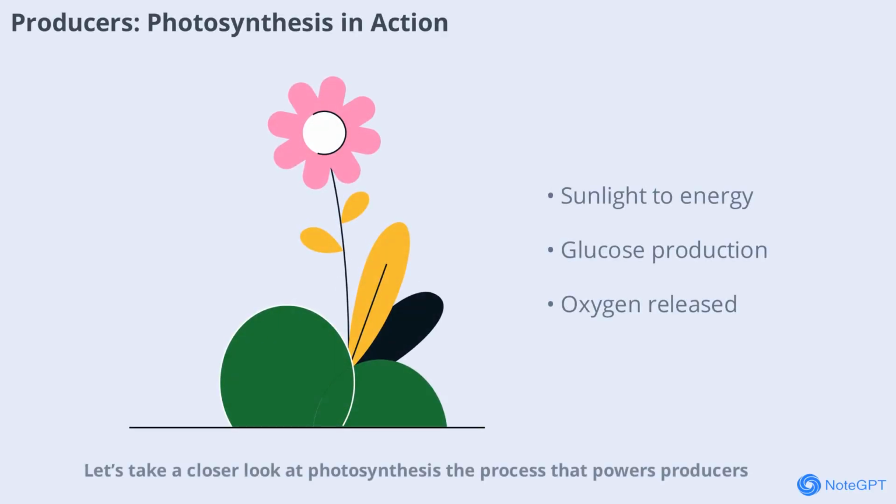Let's take a closer look at photosynthesis, the process that powers producers. Plants use sunlight, water, and carbon dioxide to create glucose, a type of sugar, and release oxygen as a byproduct. This process not only fuels the plant but also provides food and oxygen for other living things. Photosynthesis is the engine that drives the entire food chain, making life possible for all organisms.